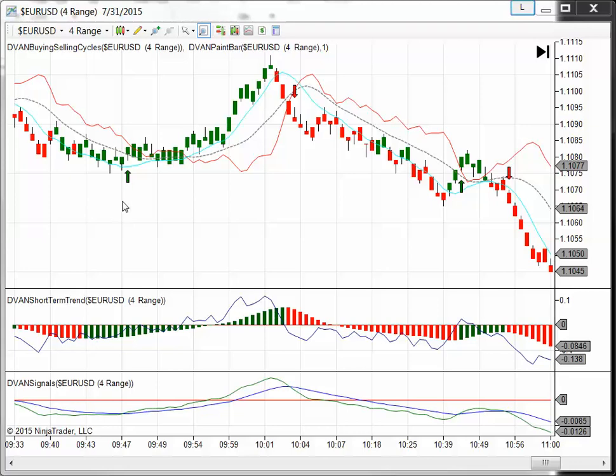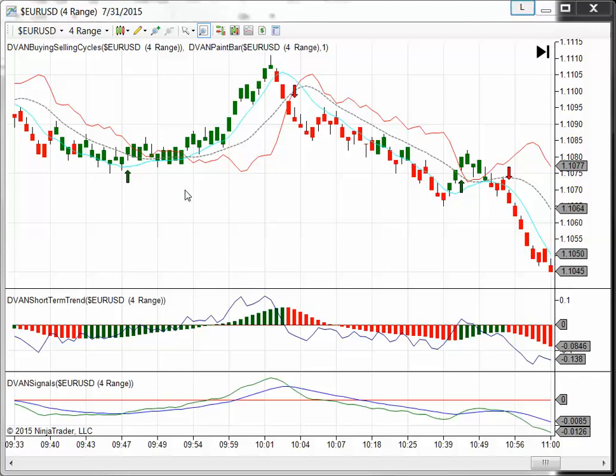Entry rules are: first, we look for a green arrow to the upside. That's plotted when the green line in the DVAN signals indicator below crosses the blue line. If we see a green arrow, we also want to see green histogram bars in the short-term trend, meaning that short-term trend is positive. And lastly, we want to see green price bars as well.